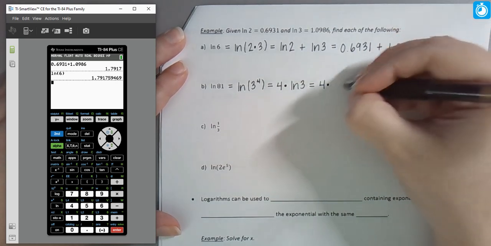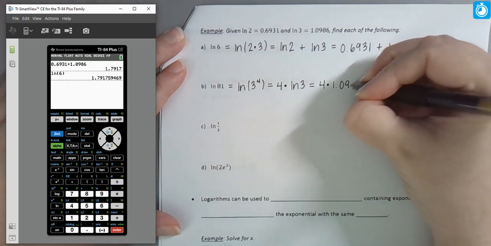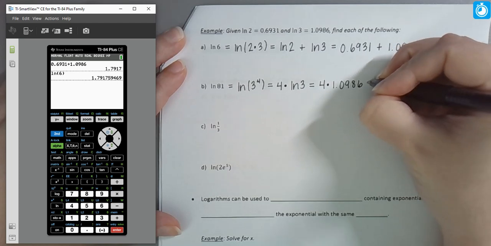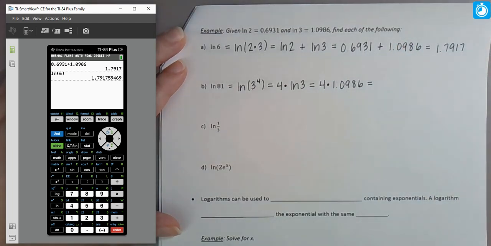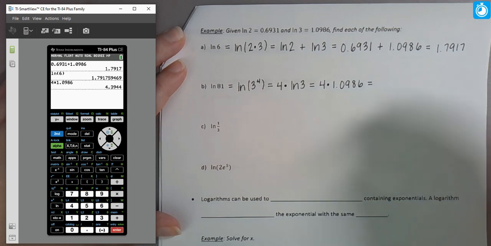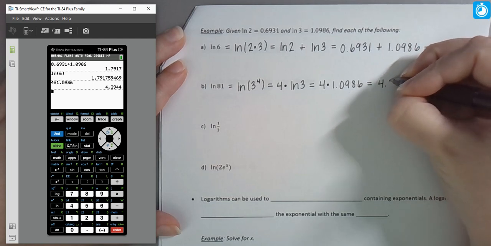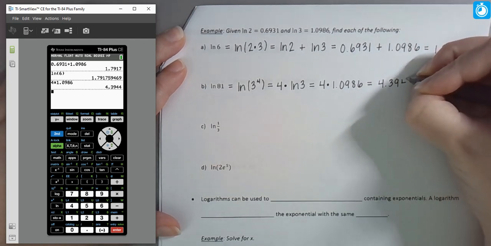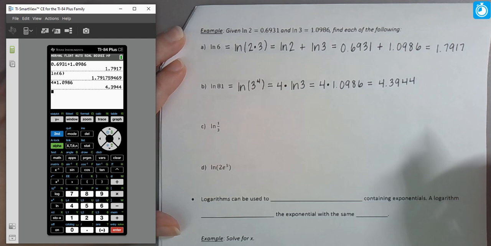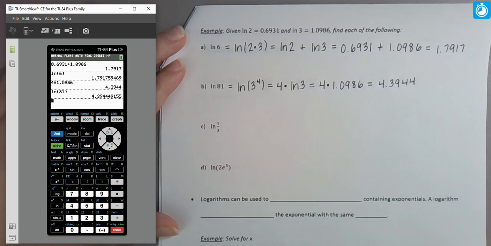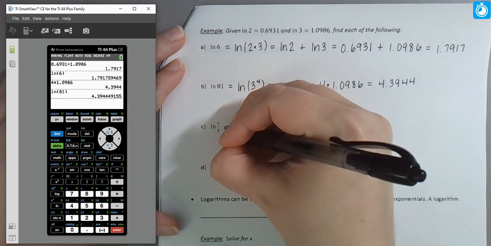So the natural log of 3, approximately 1.0986. So we simplify that down, 4 times 1.0986, and that's going to be approximately 4.3944. And let's check that in the calculator. So natural log of 81, and sure enough, we get something close to that. Okay, what about natural log of 1/3?